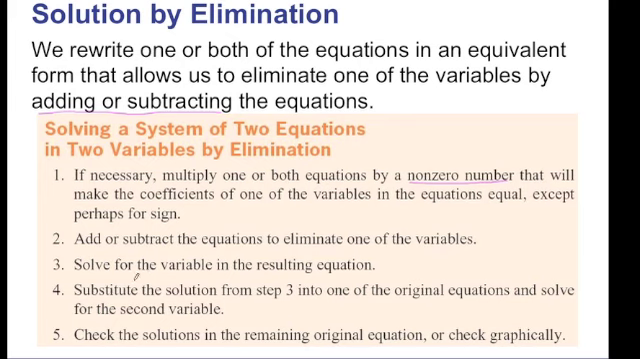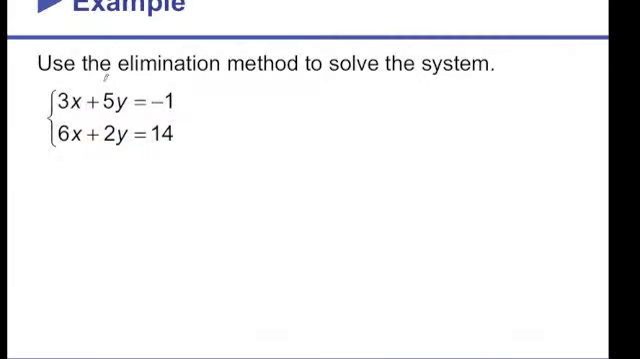Then you'll have a linear equation in one variable. Solve for that one variable, substitute that into one of the original equations and solve for the second variable, and you can check it by the solution in the remaining original equation or graphically. So here we actually have the same 2 equations, but let's show how we would do those by elimination.